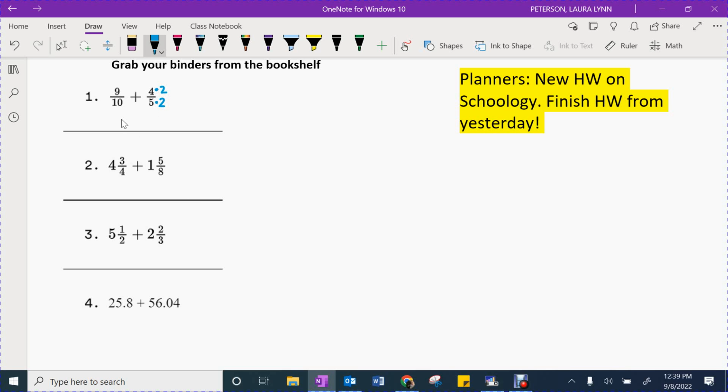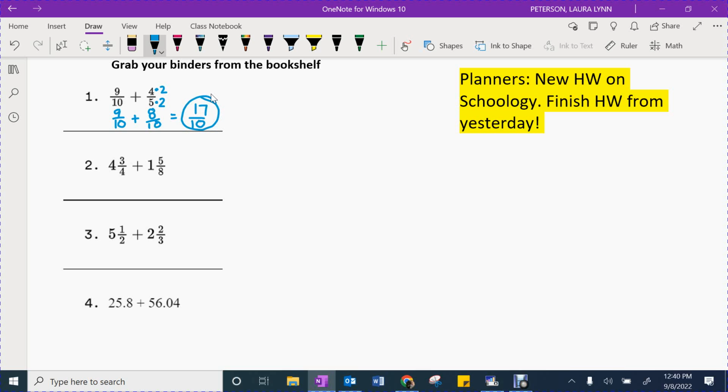I like to rewrite my questions below. So I'm going to rewrite 9/10 because that didn't change. And I'm going to rewrite plus because it didn't change. And I'm going to multiply. 4 times 2 is 8, and 5 times 2 is 10. Now that they have a common denominator, the denominator, so the bottom of your fraction, stays the same. It stays 10, and 9 plus 8 is 17. If you make any mistakes on the warm-up, please just correct it.